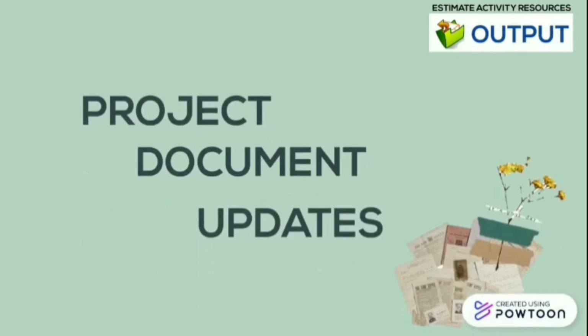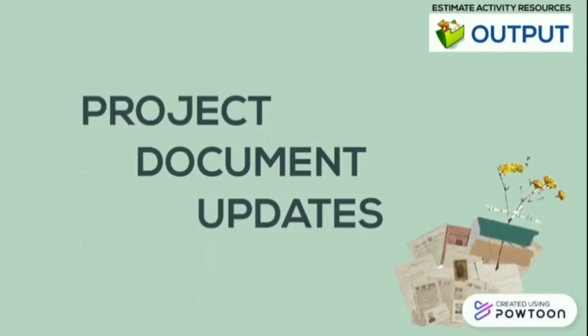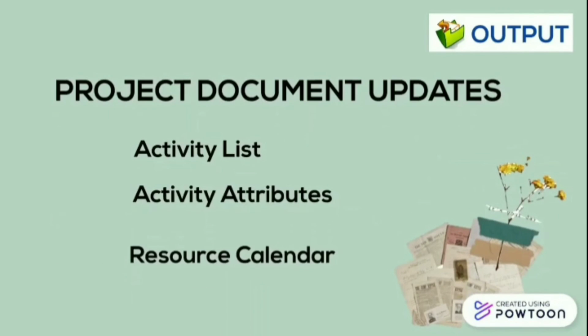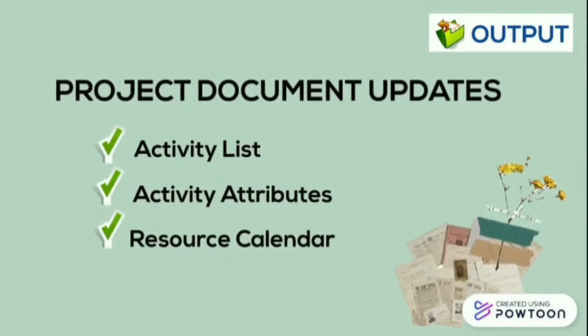Project document updates. Documents that you may update include activity lists, activity attributes, and resource calendars. The identified types of required resources for an activity and the estimated quantity for each identified resource become attributes and must be added to the activity list. Activity resource estimating might generate modifications to the activity list, and it may also cause you to change the resource calendar.